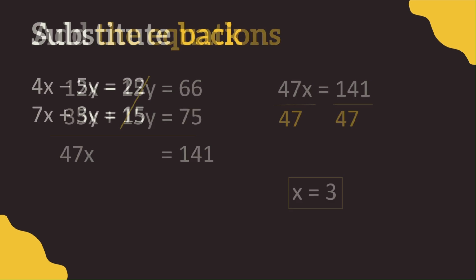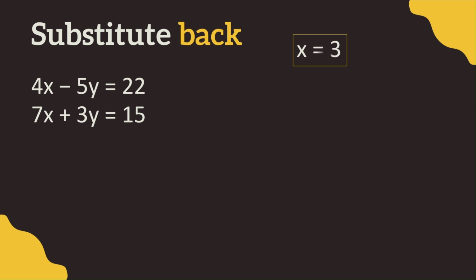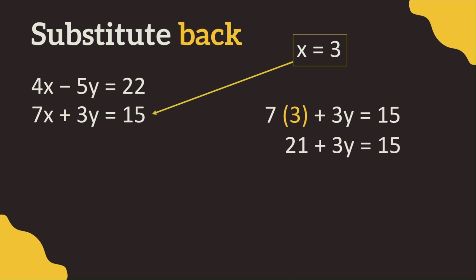Next, we substitute x back into one of the original equations. I'll use 7x plus 3y equals 15. Replacing x with 3 gives 7 multiplied by 3 plus 3y equals 15. That's 21 plus 3y equals 15. Now subtract 21 from both sides, giving us 3y equals minus 6. Finally, divide both sides by 3, which gives us y equals minus 2. We've now found both variables.